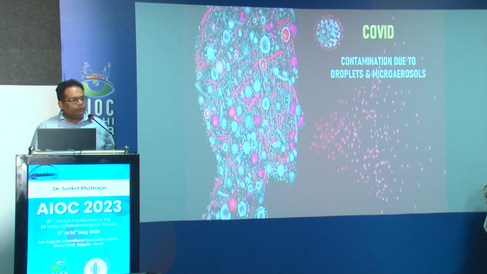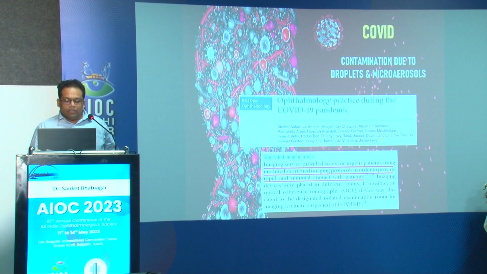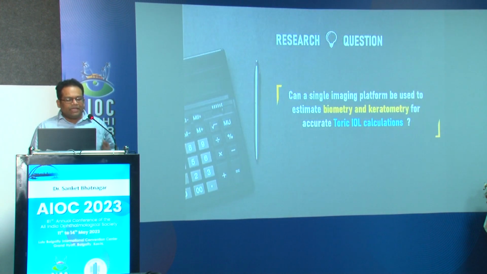We have to shift to fewer contact points and shorter imaging protocols now. So this begs us to ask whether there is a single imaging platform which is reliable, or which can give us comparable, if not more precise, biometry or keratometry for toric calculation compared to the standard devices that we already have.